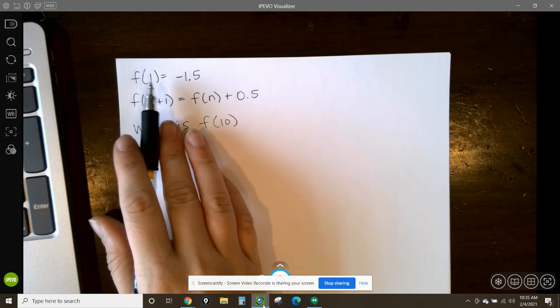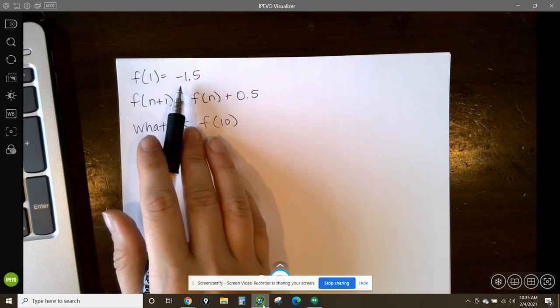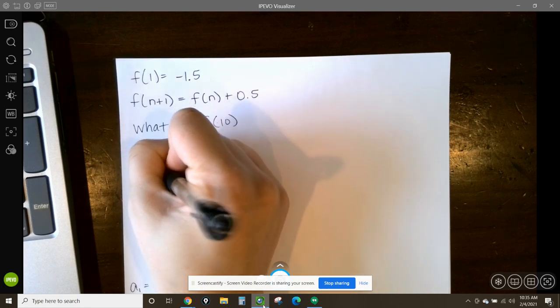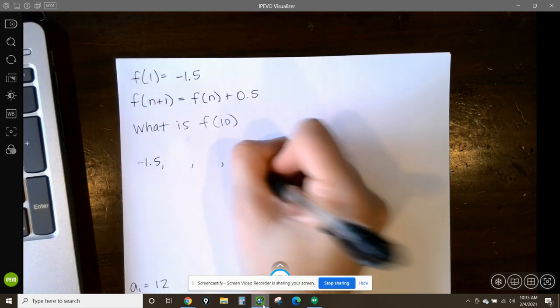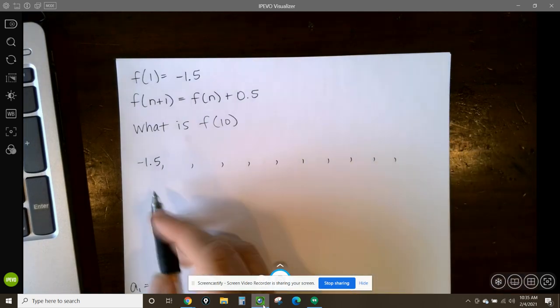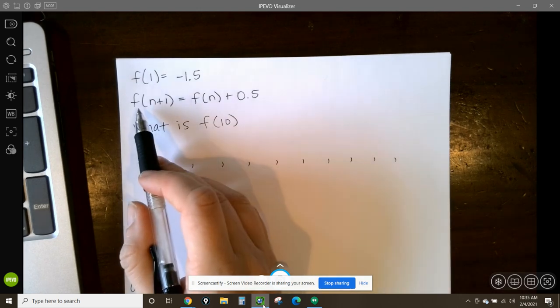This says f of 1, that's how we read it, f of 1 is negative 1.5. So the first term in the sequence is negative 1.5, okay? I'm going to write that down right here, negative 1.5. I'm making this sequence, a big list of numbers, and I'm going to keep filling them in. They tell you the first one, and then they give you a rule.